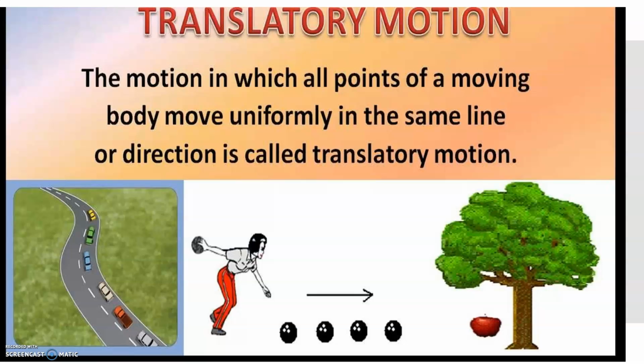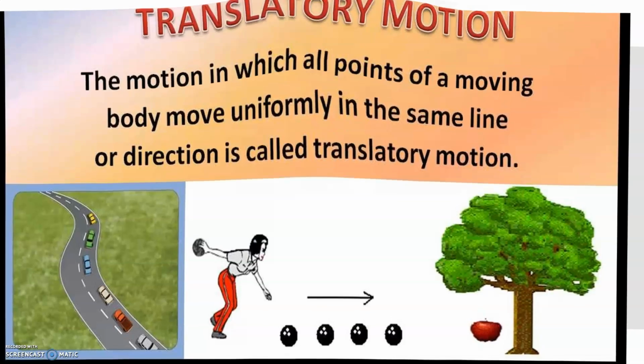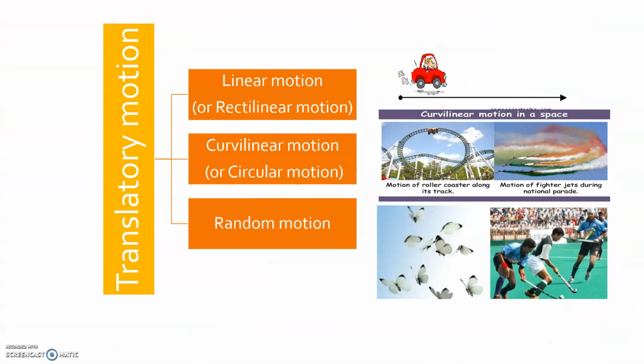The first one is translatory motion. The motion in which all points of a moving body move uniformly in the same line or direction is called translatory motion. For example, the motion of a car or that of a falling apple is called translatory motion. Translatory motion is of three types: linear motion or rectilinear motion, the second one is curvilinear motion or circular motion, and the third one is random motion.